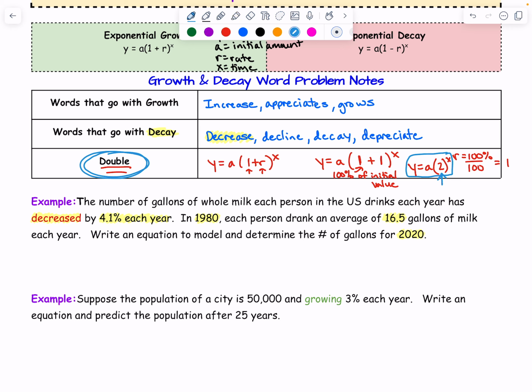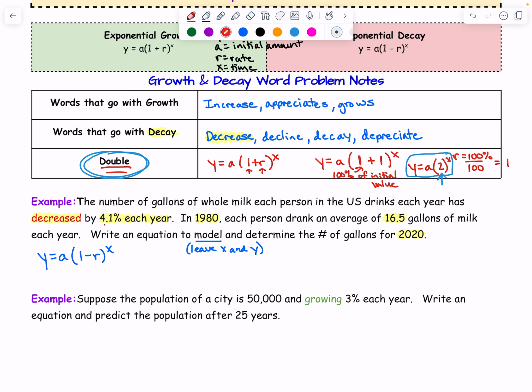So let's start to write out our model of this. Whenever they ask you for a model, we can see it's decreased, so our form is going to be decay. So y equals a(1 minus the rate) to the power of x. Whenever they say to model something, you need to leave x and y for your model, because you're leaving the input and the output. You want to leave those there. All right, so what we're going to fill in is everything else first, and then we're going to answer the question, determine the number of gallons for 2020.